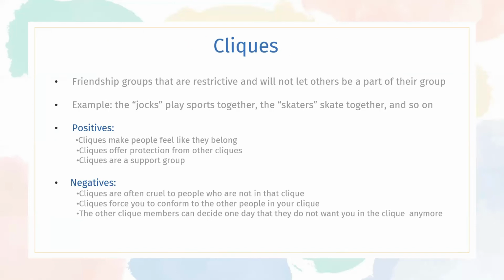Cliques. Friendship groups are perfectly normal. They make you feel like you really fit in and belong. Friendship groups form because the people in them have something in common. For example, the jocks play sports together, the skaters skate together, and so on.